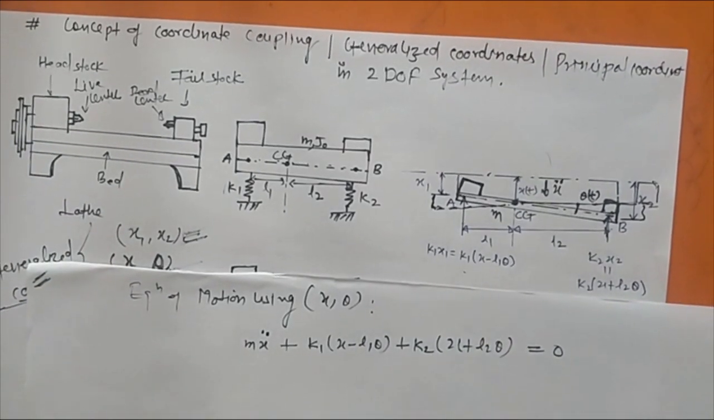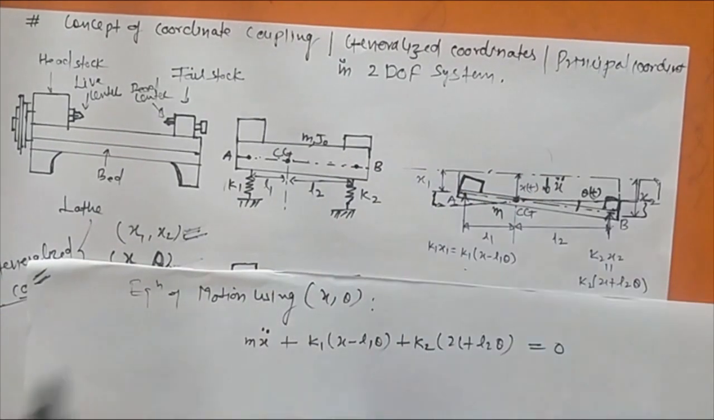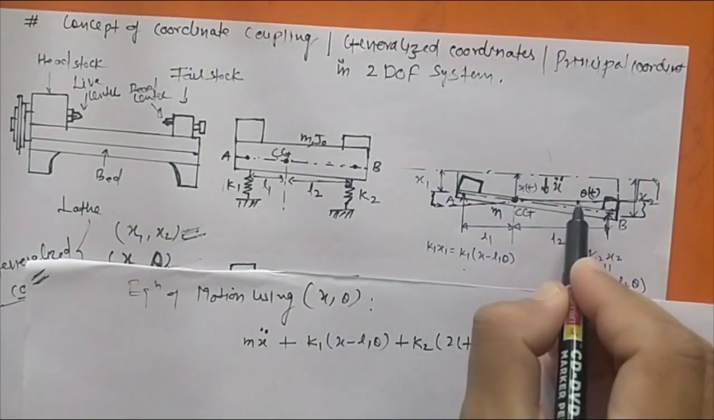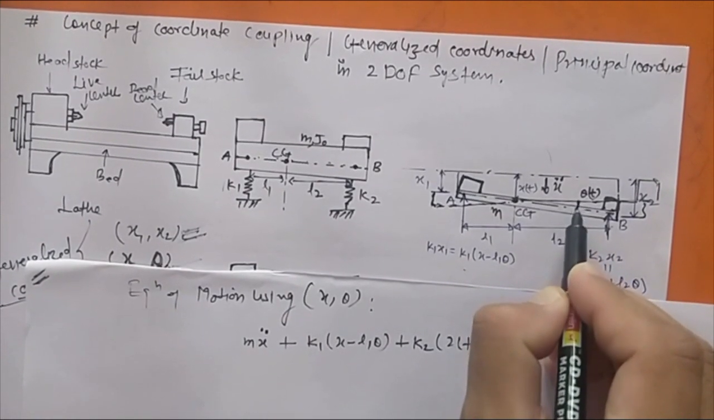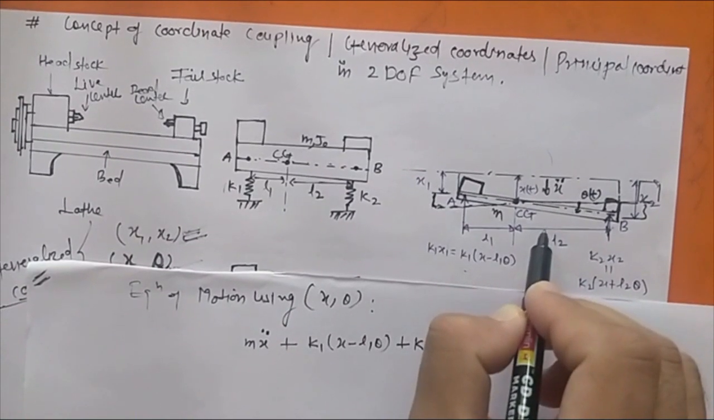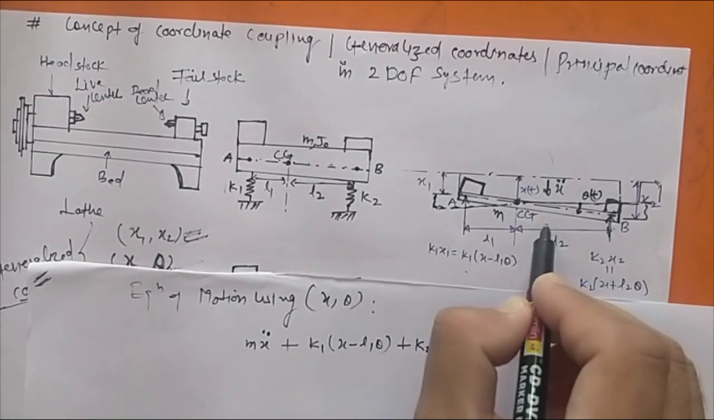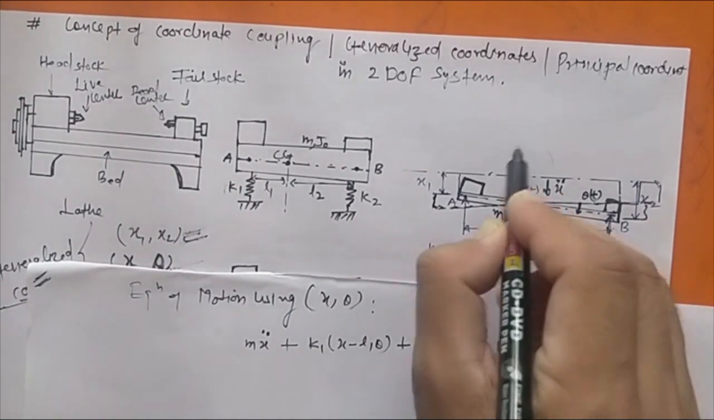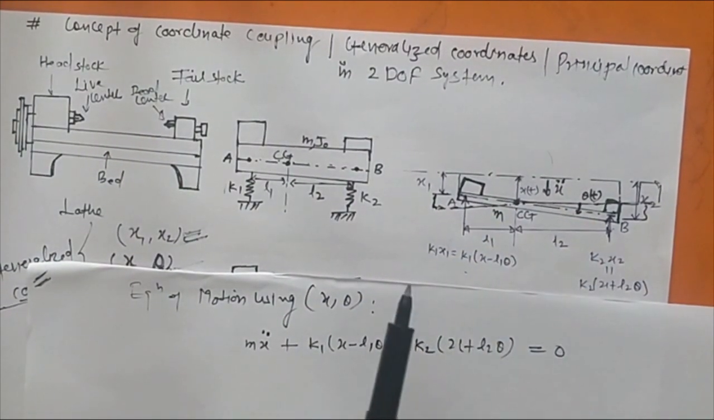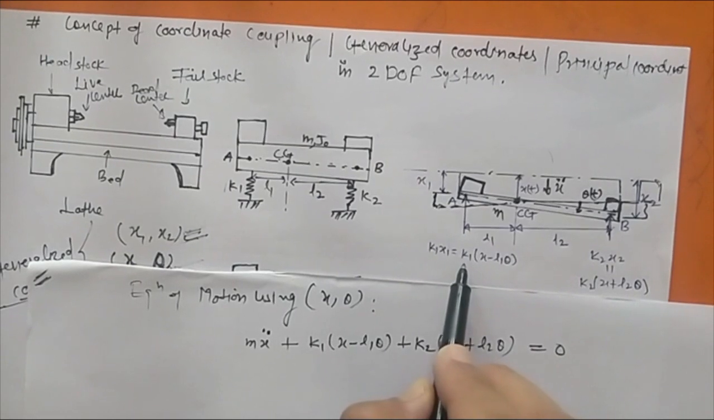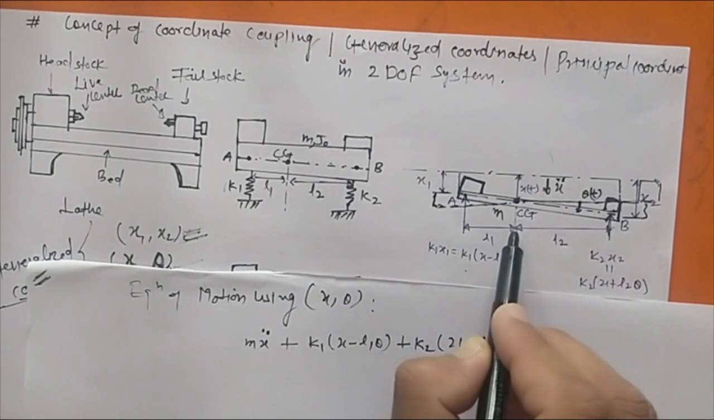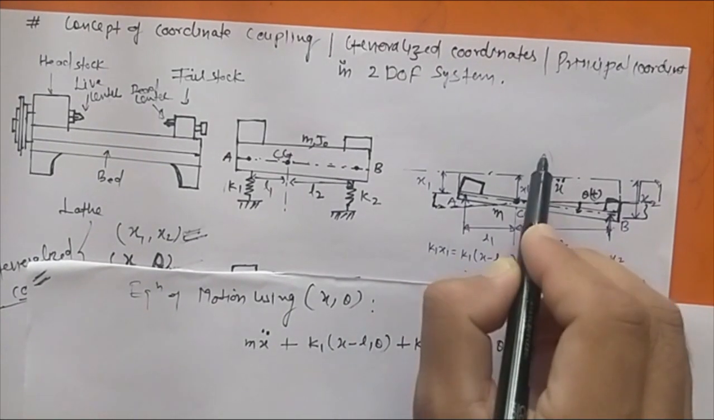And for the rotational motion there would be an equation. If this is the direction of theta, then there would be a rotational inertia in the opposite direction to theta. So J naught theta double dot would act in the anti-clockwise direction, and there would be another moment because of this force k1 (x minus L1 theta) multiplied by L1 in the clockwise direction.